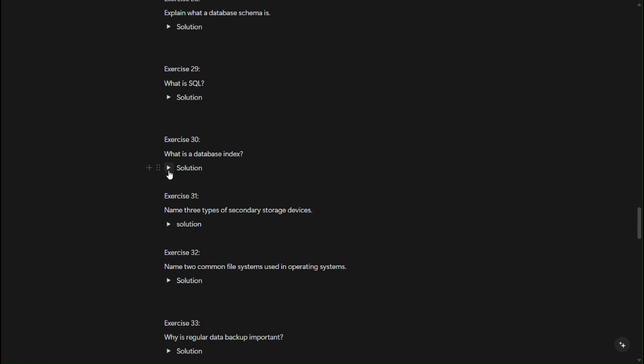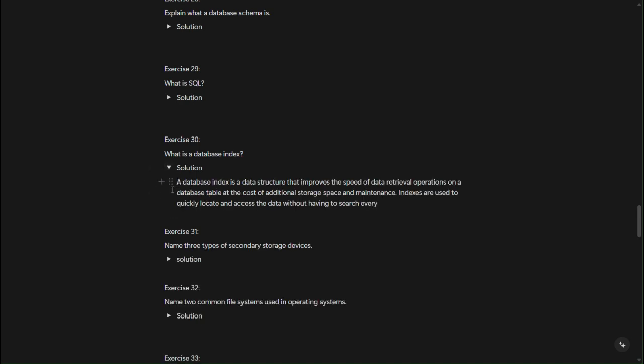Number 13. What is a database index? A database index is a data structure that improves the speed of data retrieval operations on a database table at the cost of additional storage space and maintenance. Indexes are used to quickly locate and access the data without having to search every row. This is the database index.